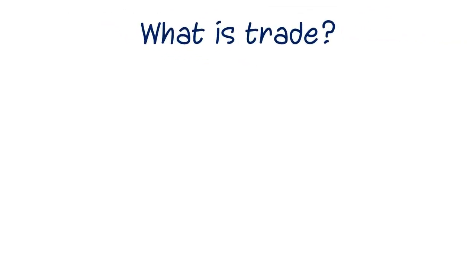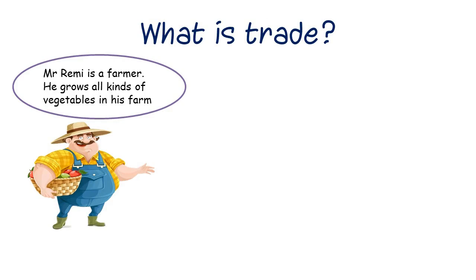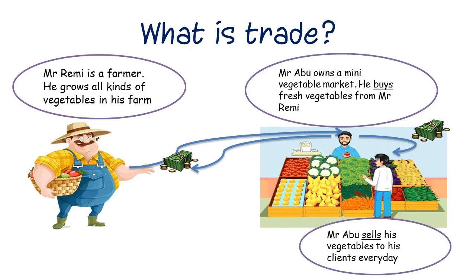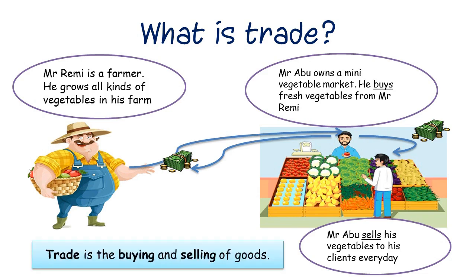Trade. What is trade? Do you have an idea, learners? Mr. Remy is a farmer. He grows all kinds of vegetables in his farm. Mr. Abu owns a mini vegetable market. He buys fresh vegetables from Mr. Remy. Mr. Abu sells his vegetables to his clients every day. What is happening here? Yes, 2 actions are taking place, buying and selling. So we can say that trade is the buying and selling of goods.